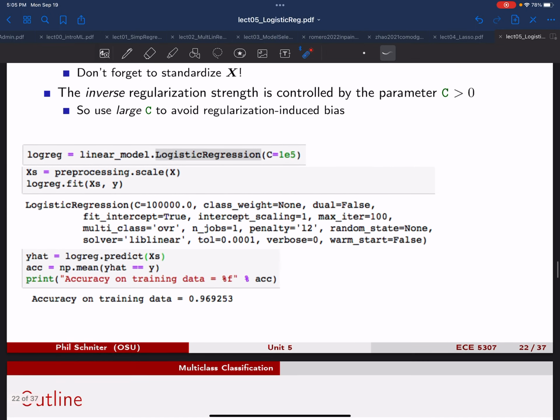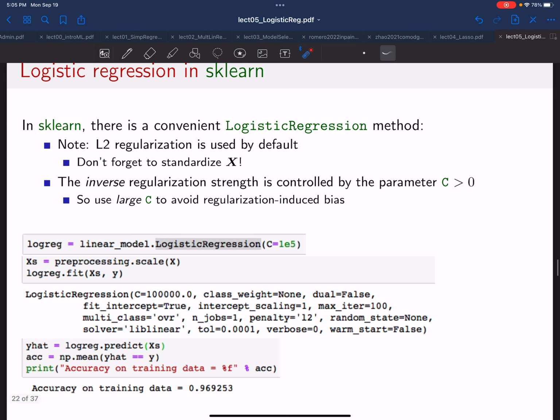The very last thing is just to show you how it's done in scikit-learn. It's this same linear model library. Now you put in logistic regression. It turns out that the regularization parameter is given in its inverse. So rather than specifying alpha, you actually specify 1 over alpha, which it calls C. So you want C to be big. Choosing C as 1e5 is the same as choosing alpha as 1e-5.